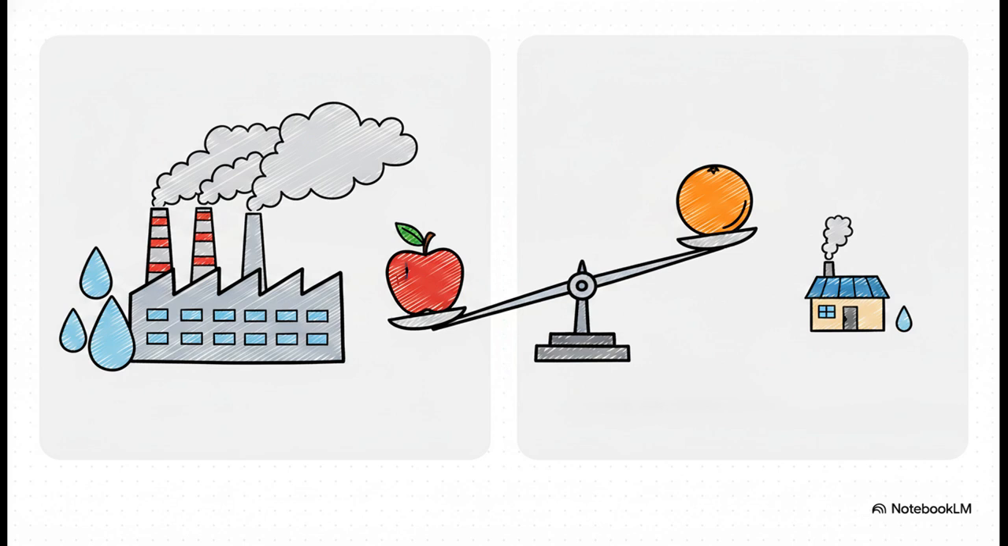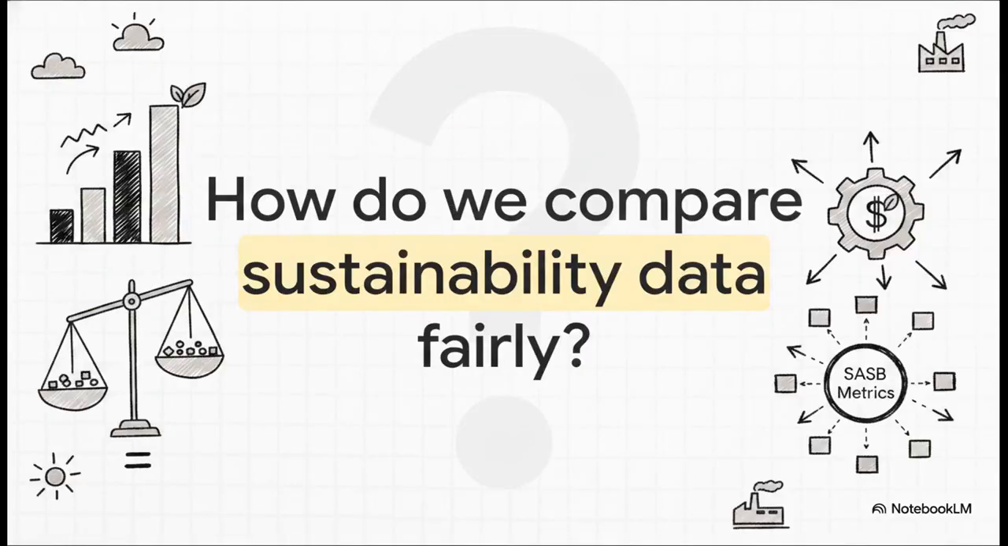The global giant might actually be way greener per page of paper, using highly advanced, ultra-efficient closed-loop water systems, while the local mill might be incredibly wasteful on a per-product basis. Raw data simply doesn't tell us the truth about operational efficiency. So, this brings us to a pivotal question for anyone looking at corporate sustainability. How do we actually compare their data fairly? How do we find that great equalizer so we can tell who is really operating more responsibly?